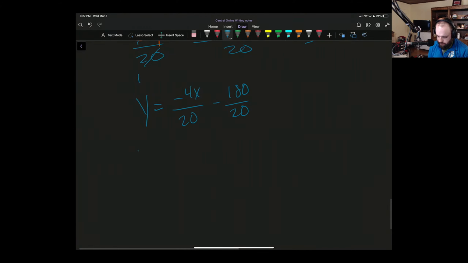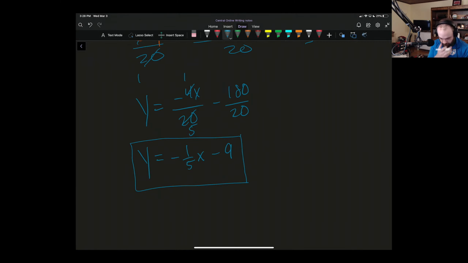If I'm going to bring my y down, we can simplify the 4 and the 20, right? 4 goes into 4 one time, and 4 goes into 20 5 times. So we're going to be left with negative 1/5 times x. We also can do this division, right? 20 goes into 180 9 times, but it's going to be negative 9. So that is going to be our answer in simplified form. We have a y-intercept of negative 9. We also have a slope of negative 1/5.